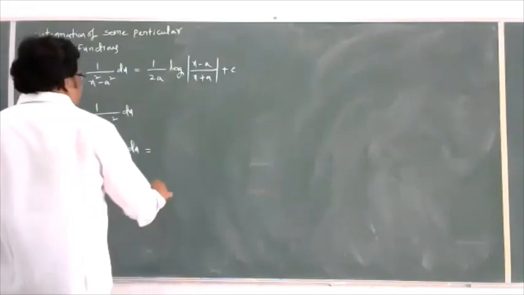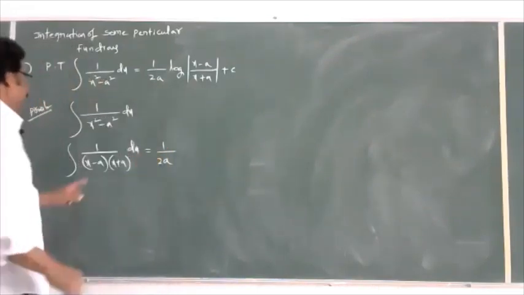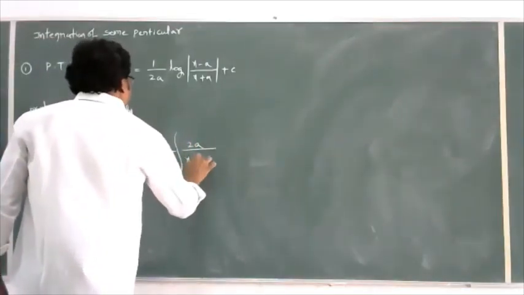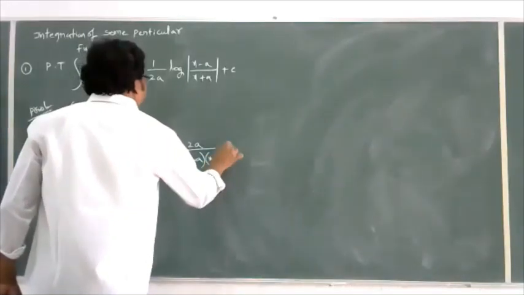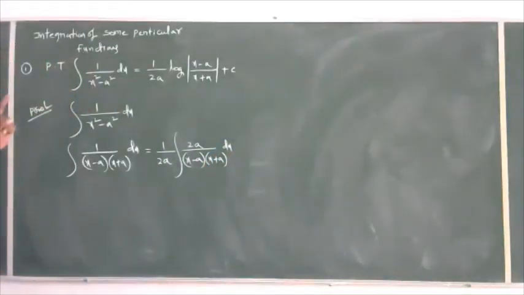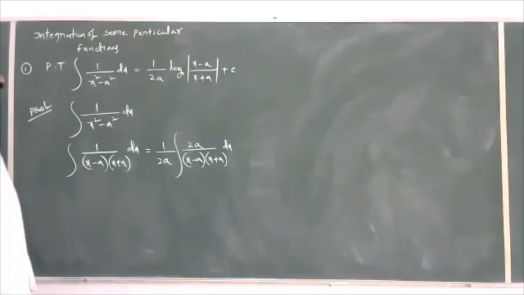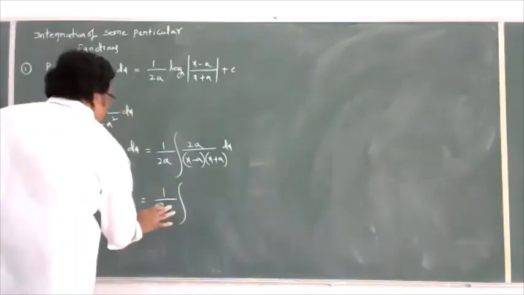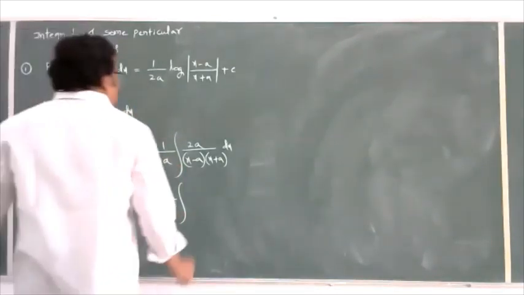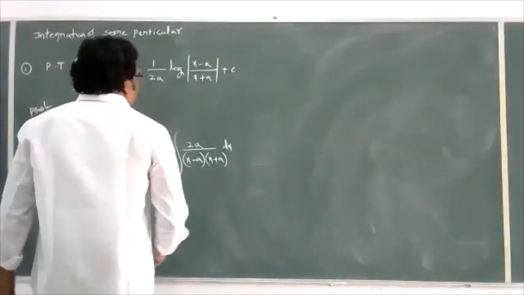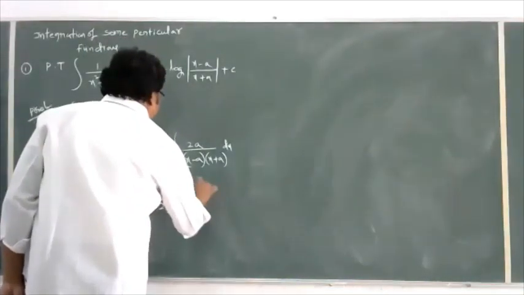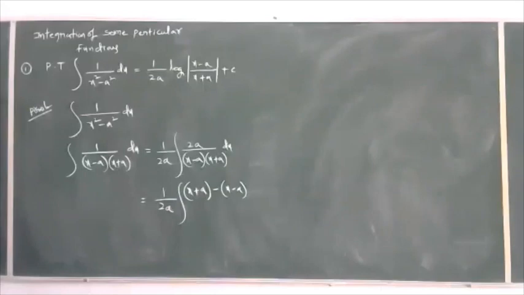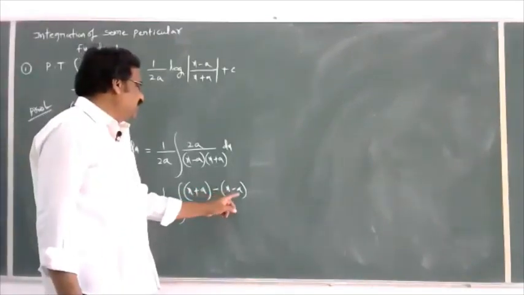That is equal to, this is 1 by 2a, dividing with the 2a and multiplying with the 2a: 2a by x minus a into x plus a into dx. That is 1 by 2a into integral. Here 2a is equal to x plus a minus of x minus a.